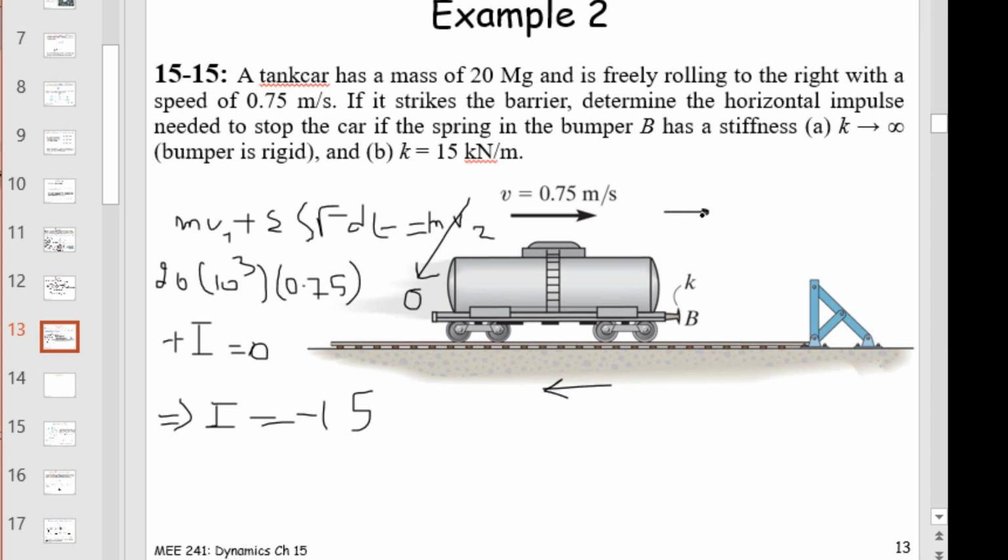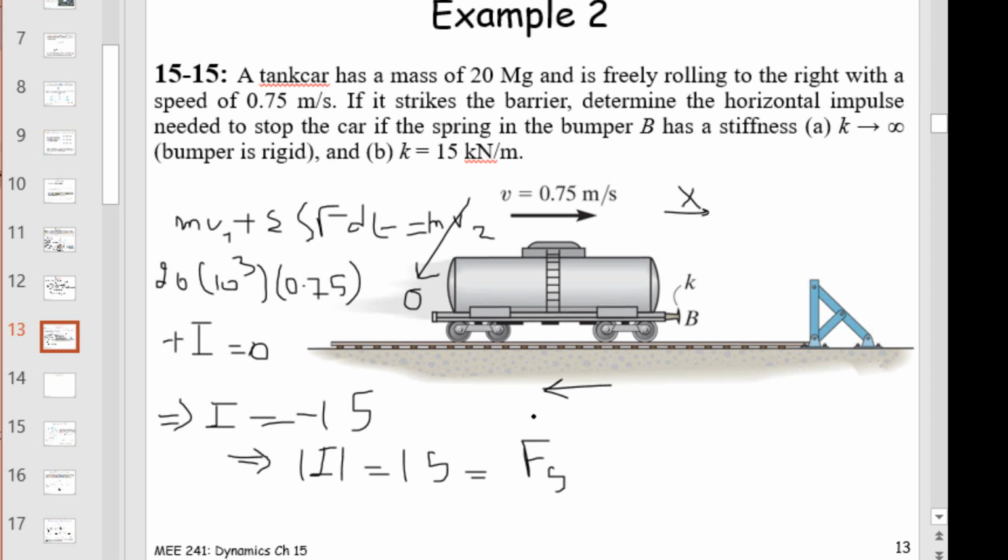So this is x, then this is the force of the spring in the bumper B. Alright, so now this means that the impulse of this force is equal to minus 15. In absolute value, the impulse of this force is equal to 15. And what does this mean in terms of k? I know that the force inside the spring is k times s, and I know that the impulse is the force, which is k times s, times what? Times delta t.